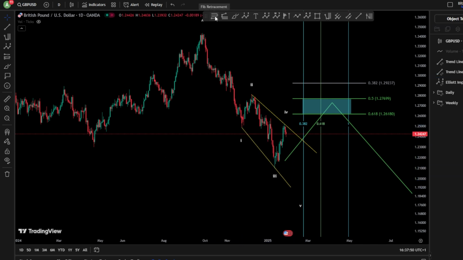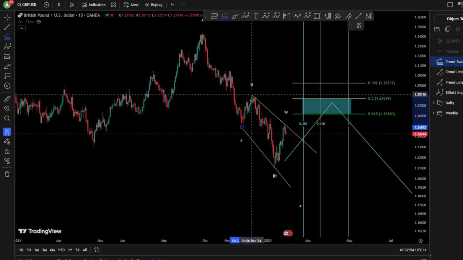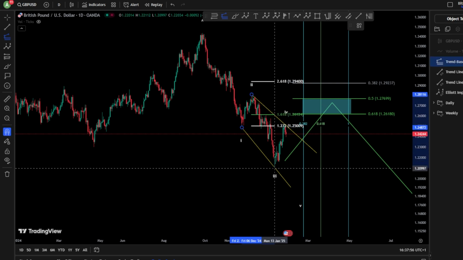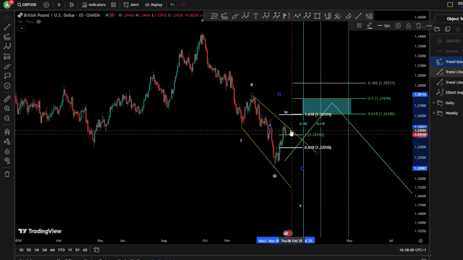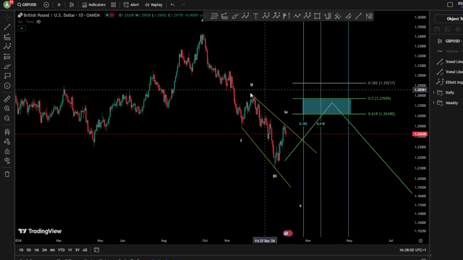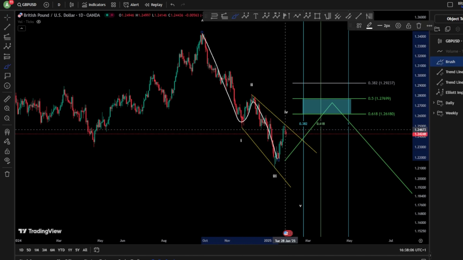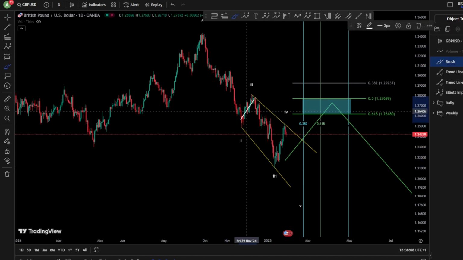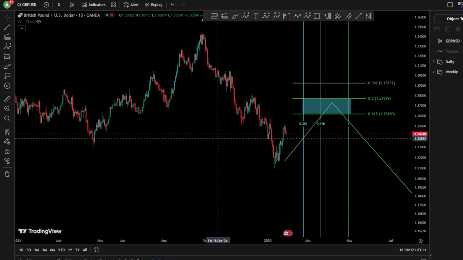So to make sure of this, we need to make sure that wave 2 is longer than wave 4. Is that the case scenario? So let's see if it's going to reach the 1-to-1. Yeah, so this leading diagonal is invalidated as well, because your wave 4 is longer than your wave 2, and this is not allowed, and it looks like an expanding diagonal.